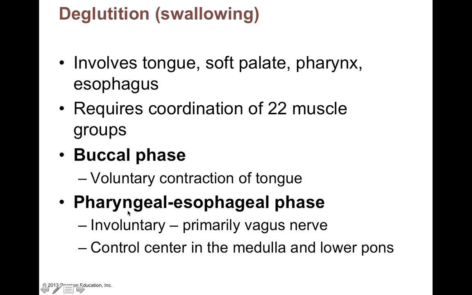This pharyngeal esophageal phase is essentially involuntary, right? Because it requires the use of smooth muscle. And so there are some other nerves that are involved with the contraction of your pharynx and esophagus. But what's interesting, though, is that the control center for this phase of swallowing is in the medulla and the lower part of your pons. So if you guys remember, the medulla and pons are part of your brainstem. So swallowing requires a brainstem.